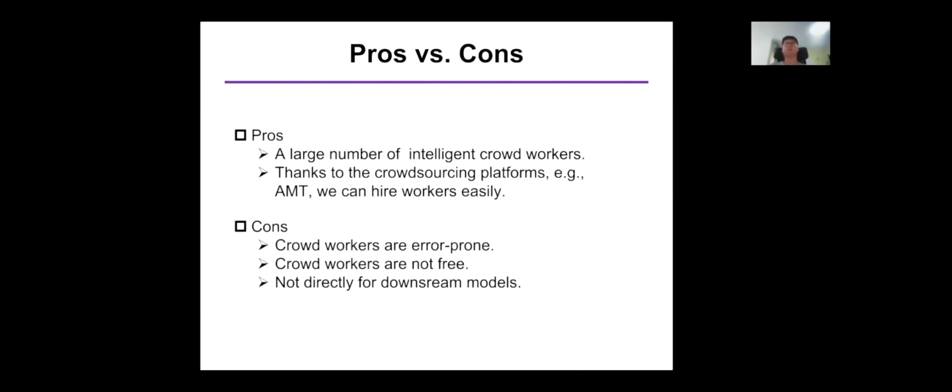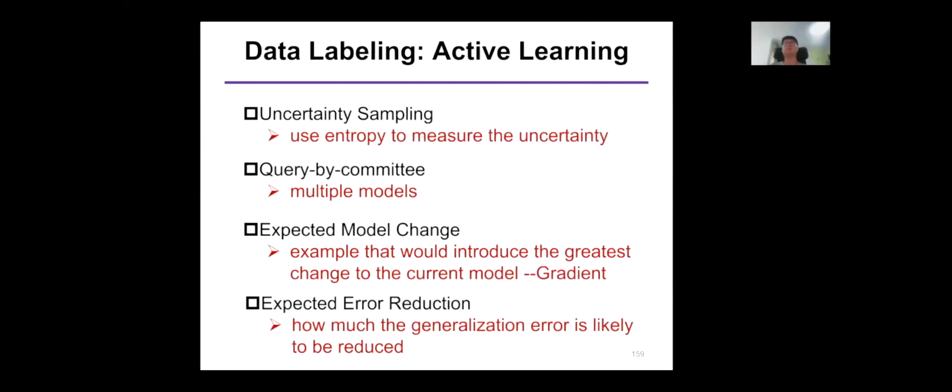And this method is not direct for the downstream models. It just generates the labels, and then you aggregate their answers and infer the final labels, and then you use these labels to train the model. So it's not direct. The second one is active learning. It is a widely studied area, and there are many tutorials and surveys you can refer to. So we just say something general about this.